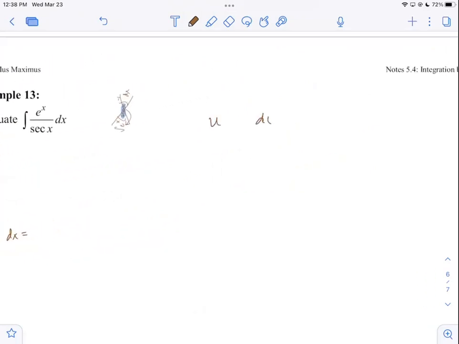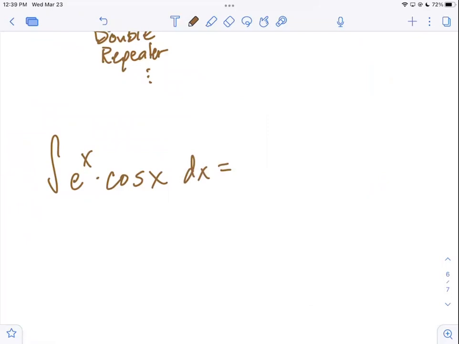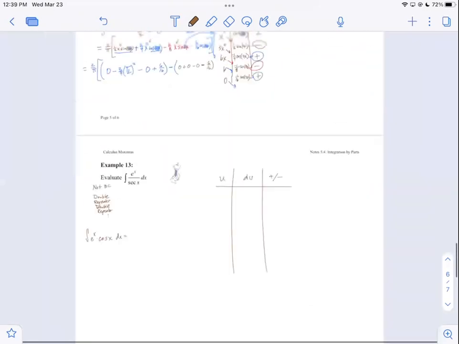All right, so let's come over here. We got U, dV, plus or minus. And let's see, when they're both double repeaters, which one do you want to call U? Does it matter? I could take the derivative of both e to the x and cosine of x, no problem. And then dv would be the other. I know how to integrate e to the x and cosine of x, no problem. So in this case, you actually have your choice. You know what I'm going to choose for you? Cosine of x. You know why?